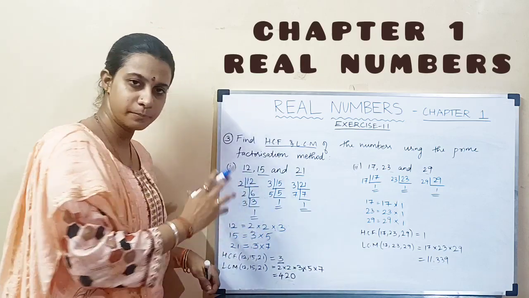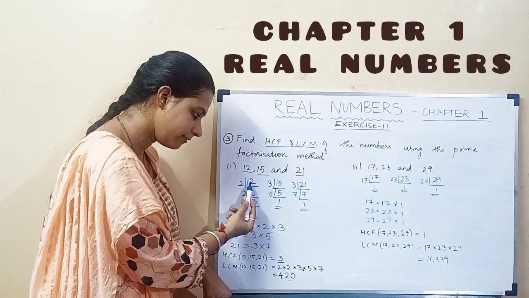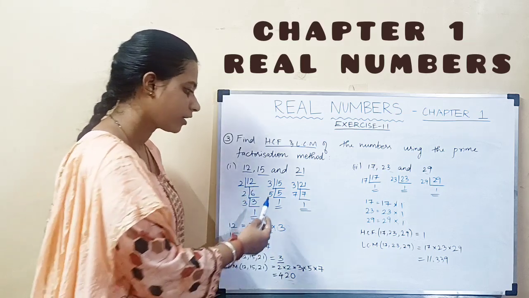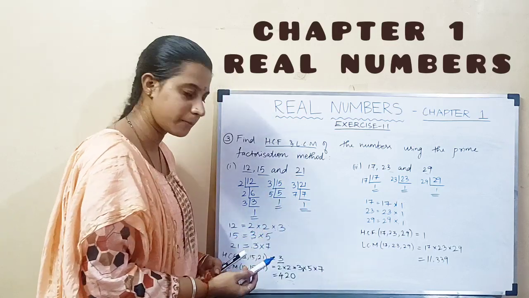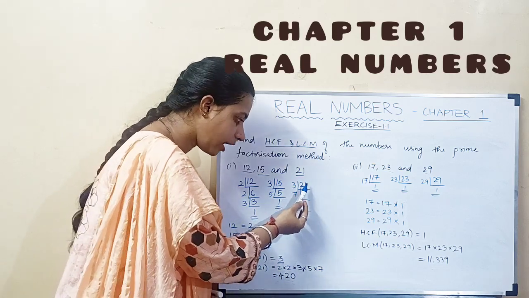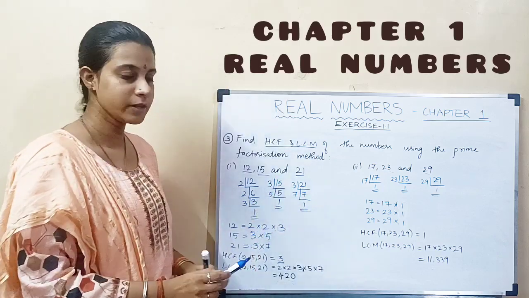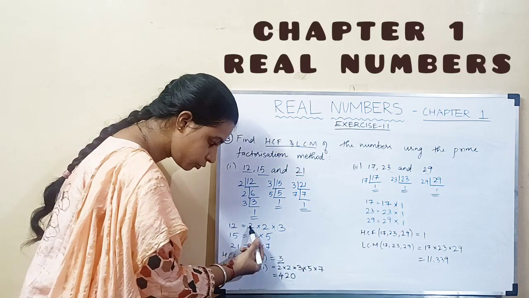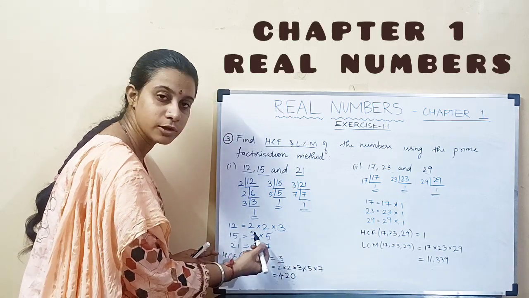Now let's find the prime factors of the given numbers. 12 is an even number, so 2 into 6, 12. Again it's an even, so 2 into 3, 6, and 3 into 1, 3. Coming to 15, it is directly 3 into 5. 3 and 5 both are primes. Thus ends the prime factorization of 15. Again 21 is 3 into 7, 21, 7 into 1, 7. Now let's list out the prime factors. 12 is equal to 2 into 2 into 3, 15 equal to 3 into 5 and 21 equal to 3 into 7.